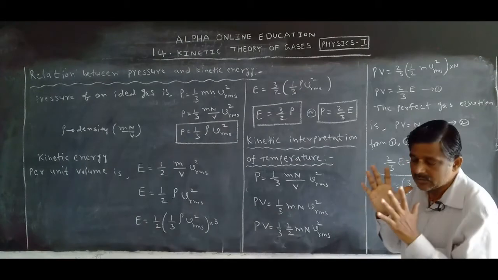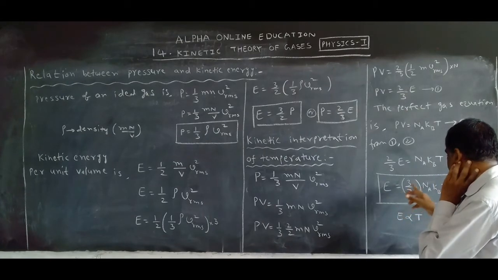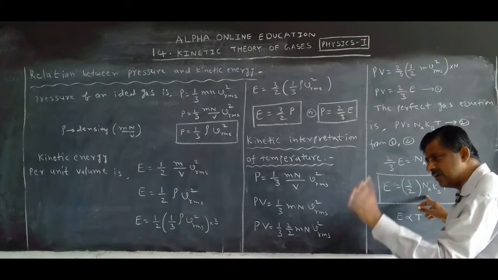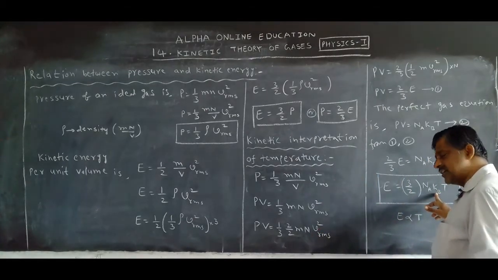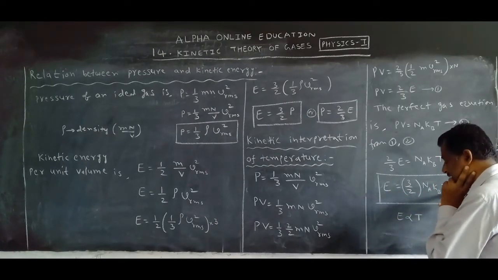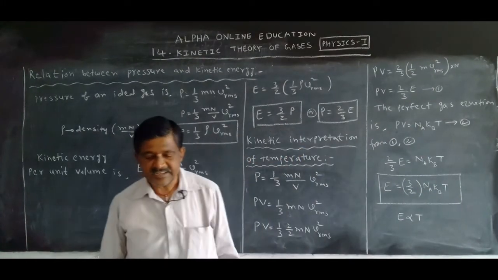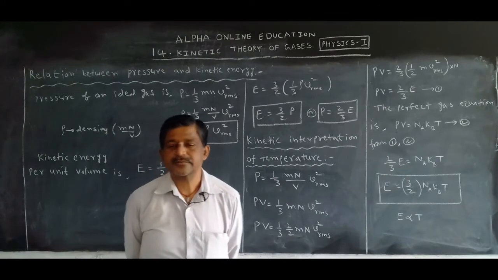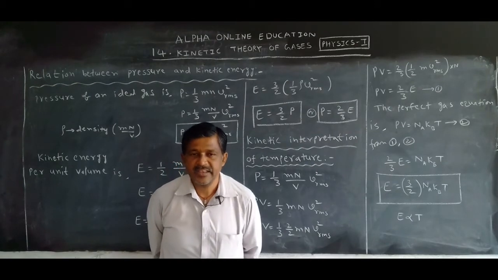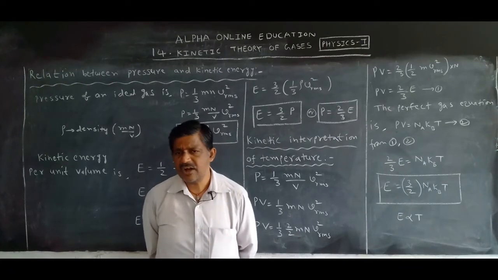Okay, now what is the equation for the kinetic energy of the gas molecules? E is equal to 3 by 2 Na kB T. Na means the Avogadro number constant, kB is the Boltzmann constant, a constant. So this energy depends on which one? Absolute temperature. That means the kinetic energy of the gas molecules is 3 by 2 Na kB into T.